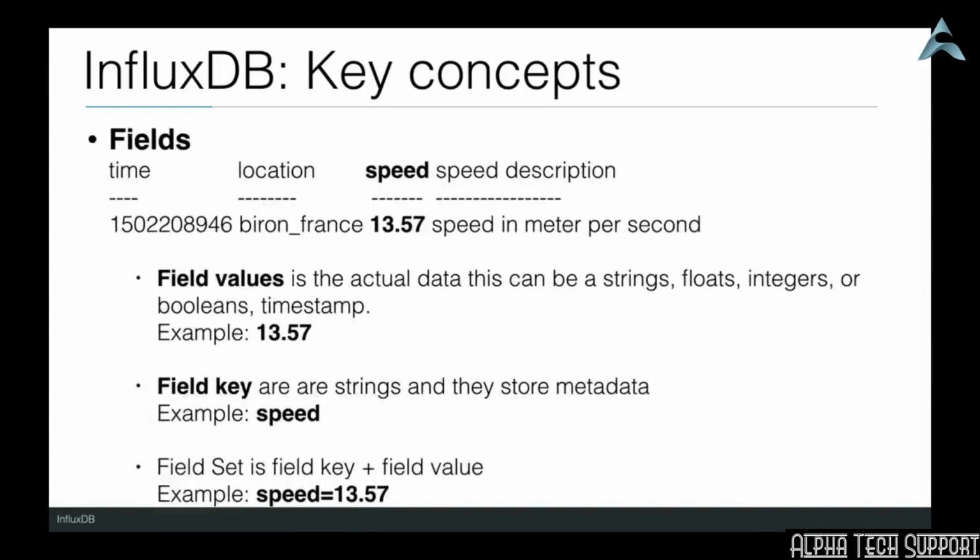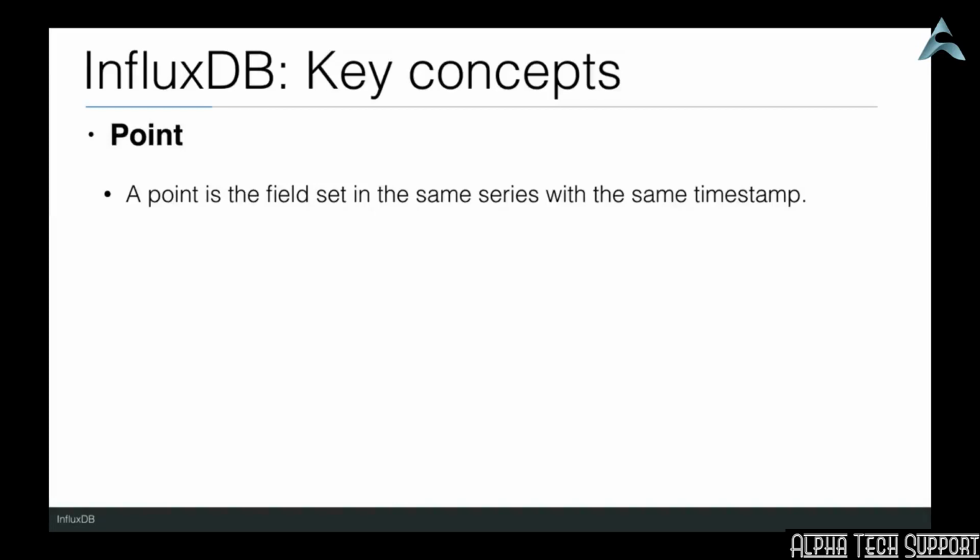Fields. Fields are a required piece of Influx data structure. You cannot have data in InfluxDB without fields. It's also important to note that fields are not indexed. Queries that use field values as filters must scan all values that match the other conditions. As a result, those queries are not performant relative to queries on tags. More on tags in one of the next slides. In general, fields should not contain commonly queried metadata. A point. A point is the field set in the same series with the same timestamp.